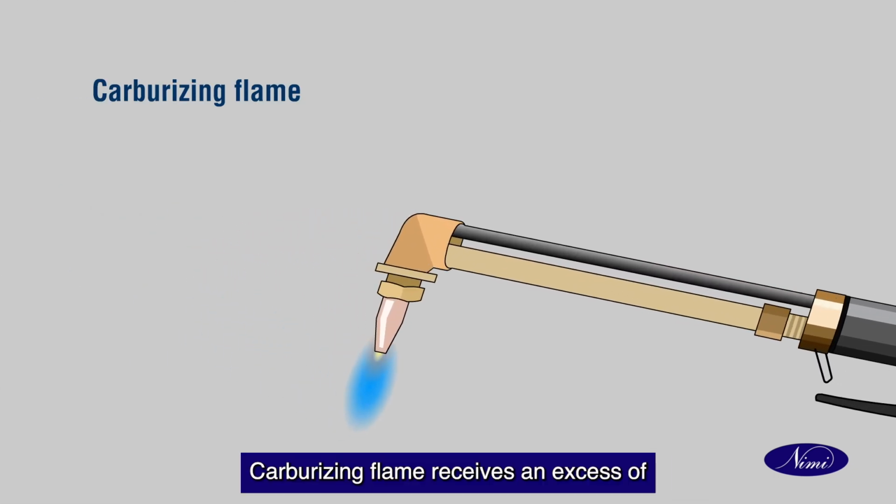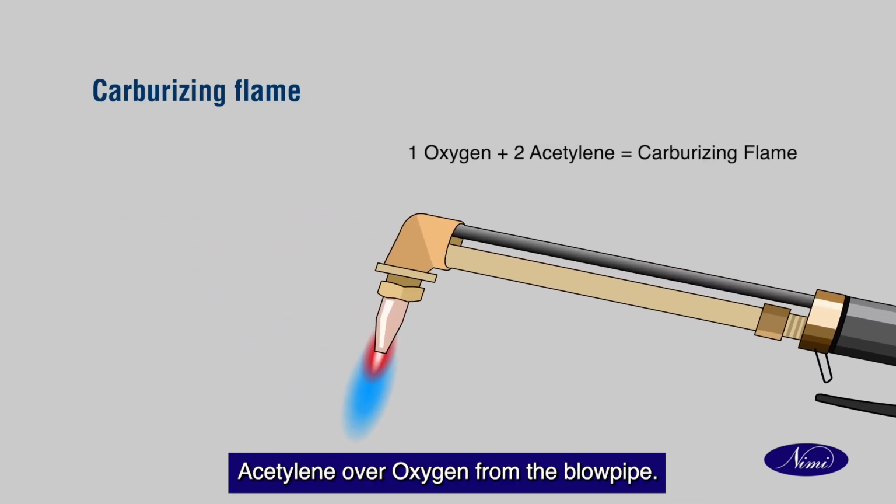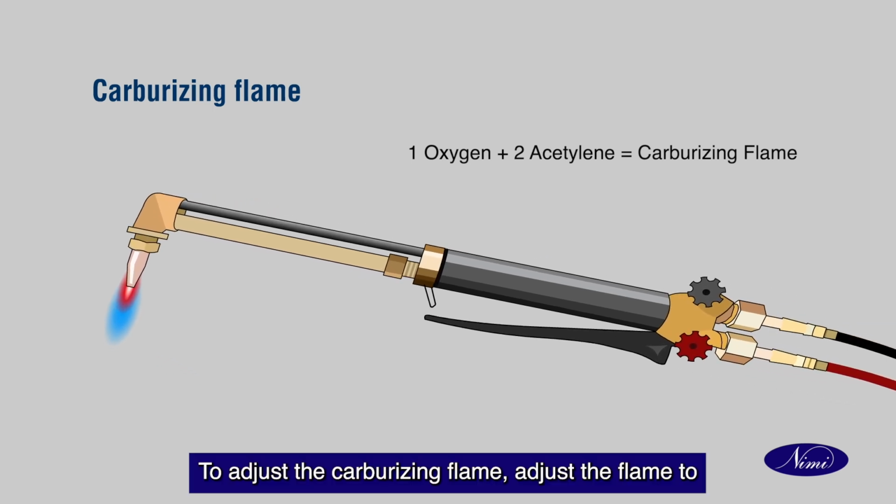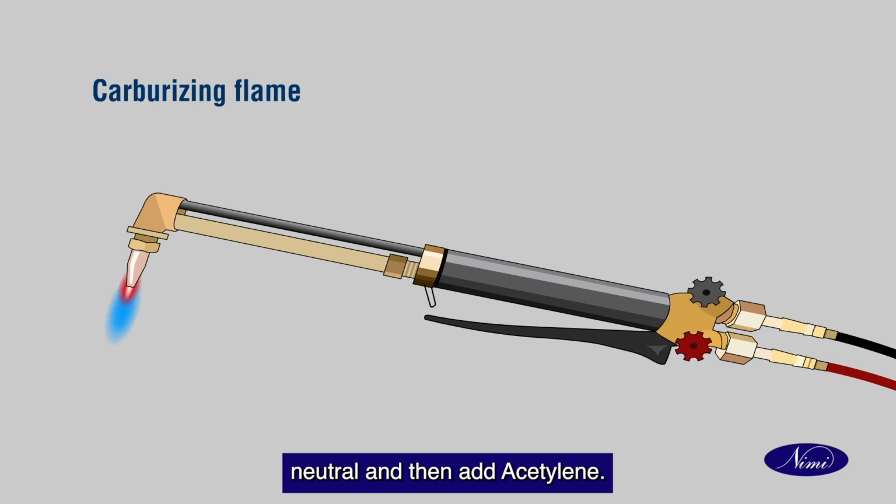Carburizing flame receives an excess of acetylene over oxygen from the blowpipe. To adjust the carburizing flame, adjust the flame to neutral and then add acetylene.